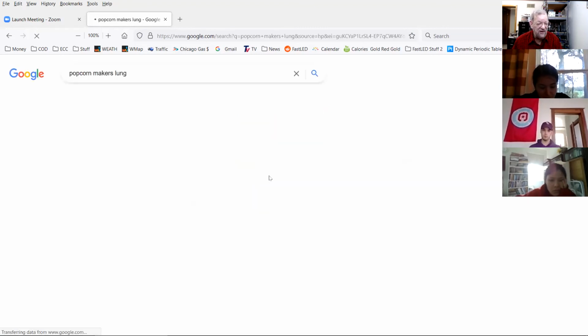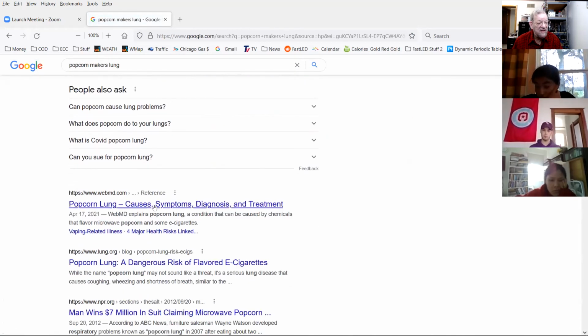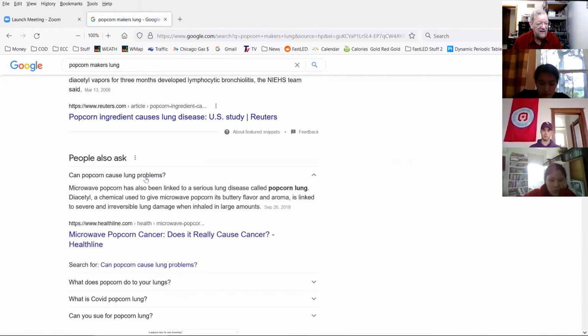Or popcorn maker's lung. And here it's diacetyl, and it's that ketone or diketone I was showing you. And that gave it its buttery flavor and smell, which people like on their popcorn. When I was younger, I loved buttered popcorn. I stay away from it now. And eventually they changed it to another chemical so it wouldn't get these people sick.